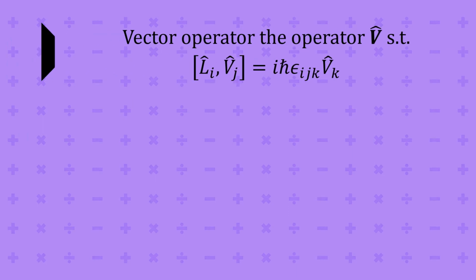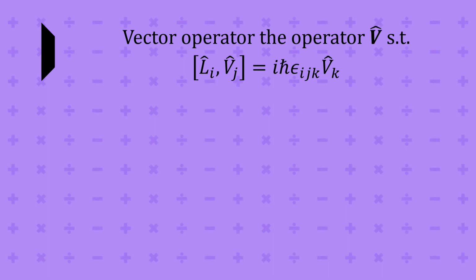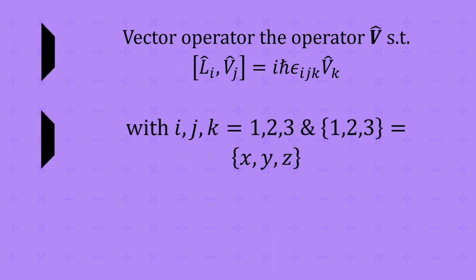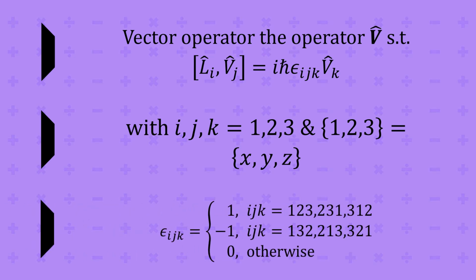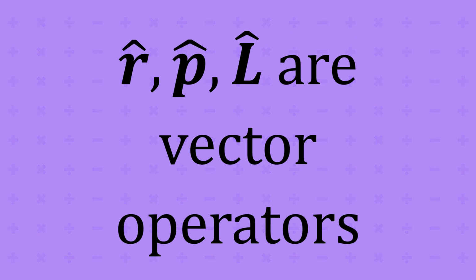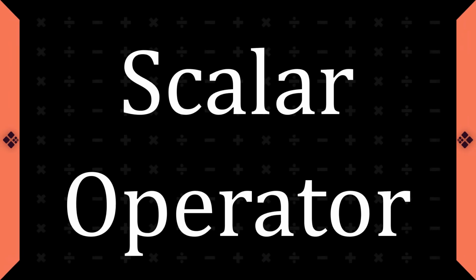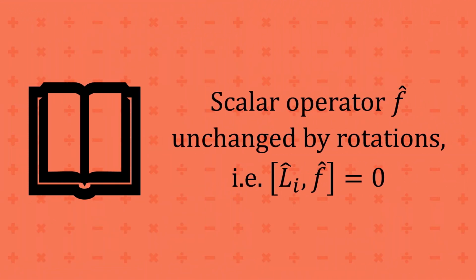Equivalently, a vector operator may be defined as the operator with 3 components such that the commutation relation with each component of angular momentum is given by this expression here, with i, j and k from 1, 2 and 3, representing x, y and z, where the epsilon ijk is the Levi-Civita symbol defined using this expression here. For example, position, momentum and angular momentum are vector operators. On the other hand, let's define a scalar operator. A scalar operator f hat is unchanged by rotation.